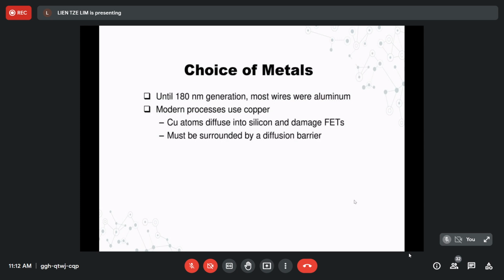Choice of metal. This is the choice of materials for metal. Until the 180 nanometer generation, most wires were aluminium. Modern processors use copper. The copper atoms diffuse into silicon and damage the transistor, therefore it must be surrounded by a diffusion barrier.